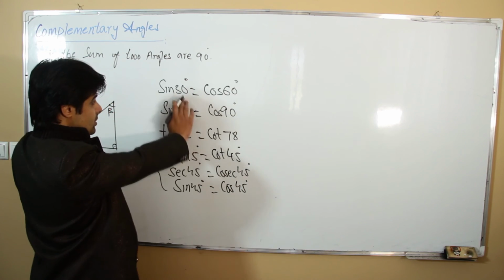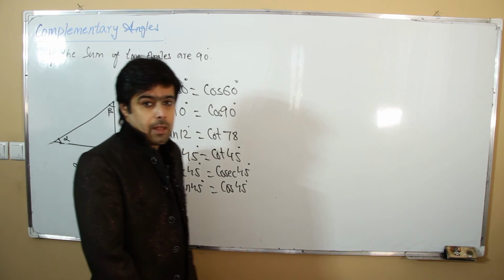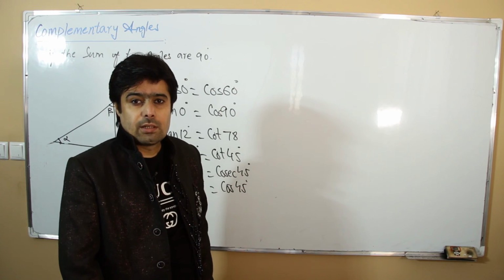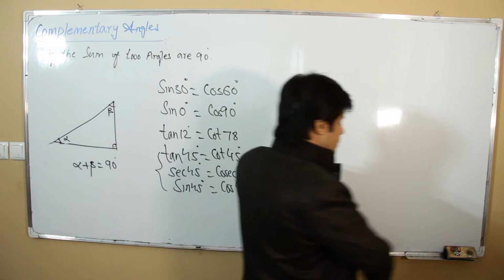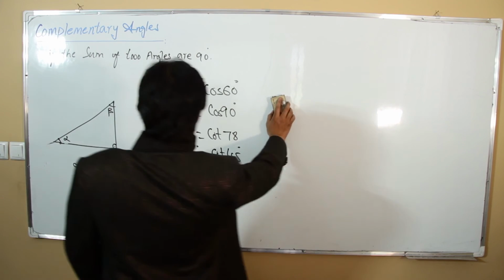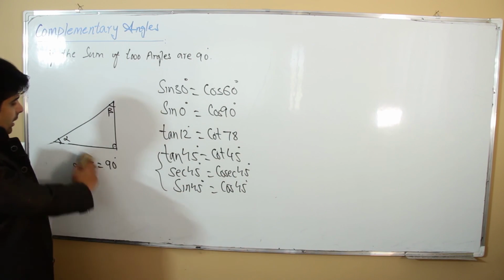We have proved it for 0 degrees. We have proved it for 30 and 60. I think you have got it. Now, maybe you will ask how we can prove this in a triangle?